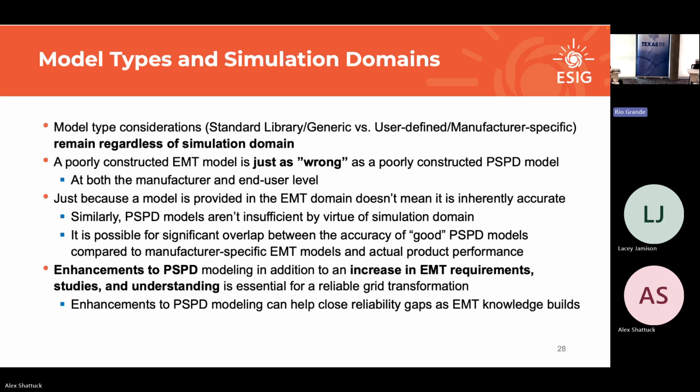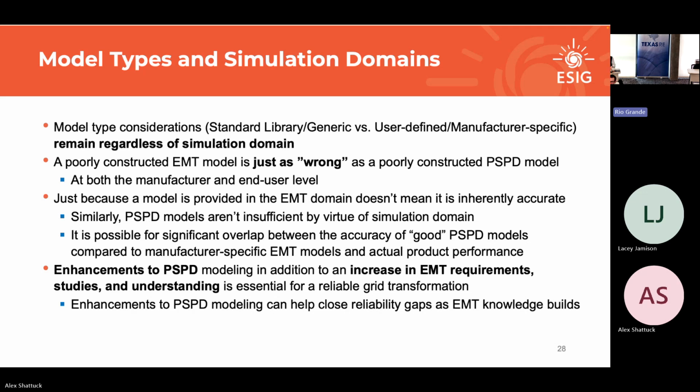So far we talked about just where we are right now in the modeling and study world. We talked a lot about model types, the generic, user-defined, manufacturer-specific discussion. We'll probably pivot away from that almost entirely for the rest of the week, but I just want to make sure that we're all aware that it's still a consideration in the EMT world.